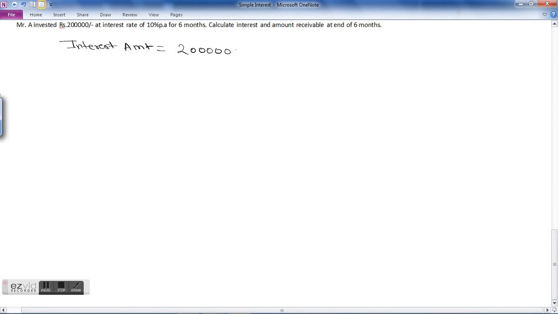Interest amount will be on 2 lakh; we'll be receiving interest at the rate of 10% per annum. Now this is very important. This interest rate is 10% per annum, so the interest is 10 divided by 100. This interest is for per annum, that is for 12 months. Now the amount is invested only for 6 months, right? So the total interest we calculate, 2 lakh into 10 by 100, comes to 20,000.